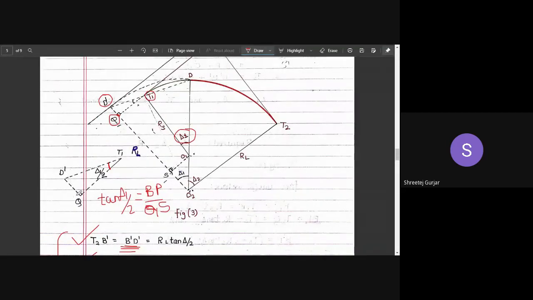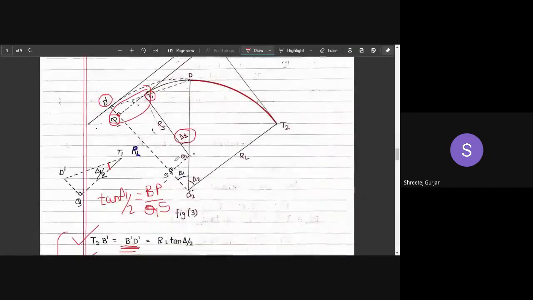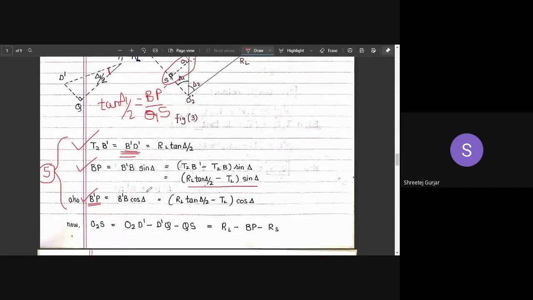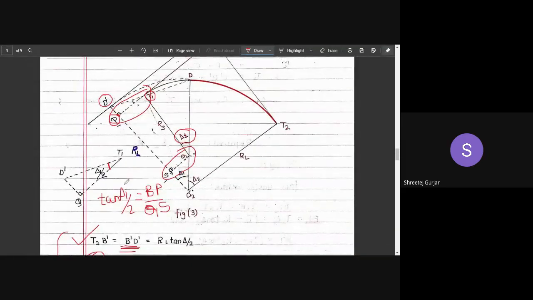Now what is D dash Q? D dash Q is nothing but this BP, and T1Q is nothing but O1S. So BP divided by O1S. We have O1S with us, we also have the value of BP with us. So we can easily calculate delta 1. Okay, so delta 1 which was required, we have calculated. The first thing which we required, we have calculated now.